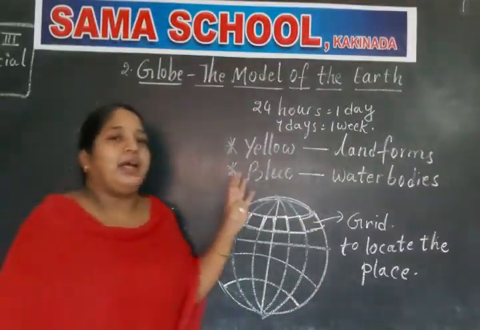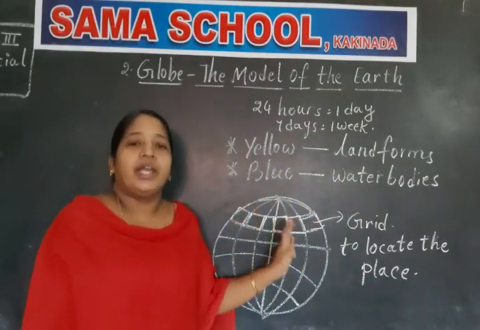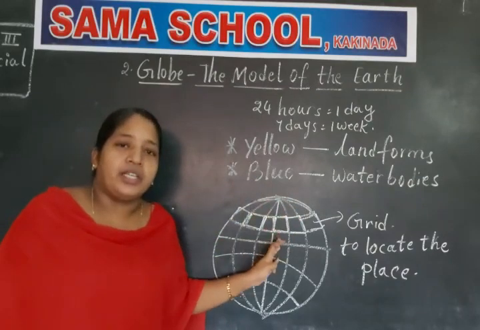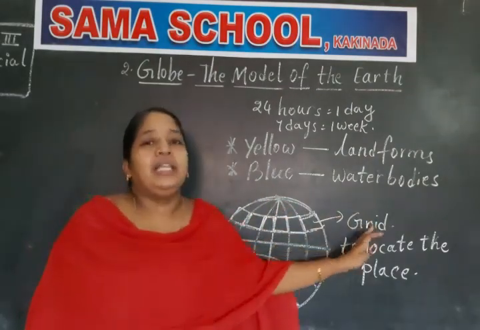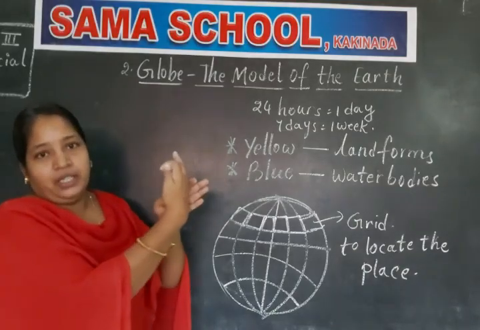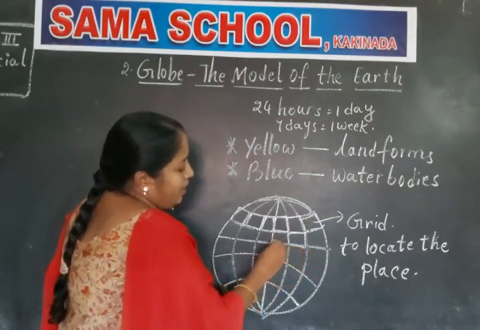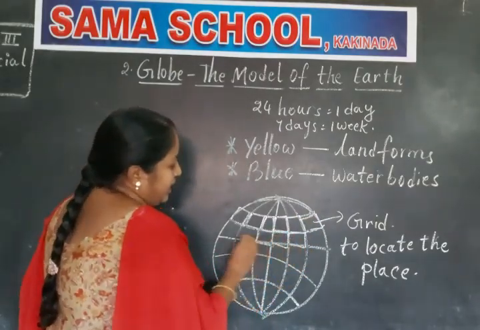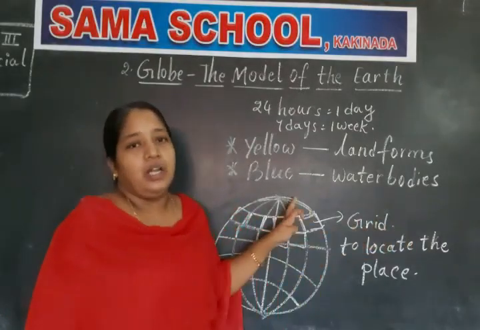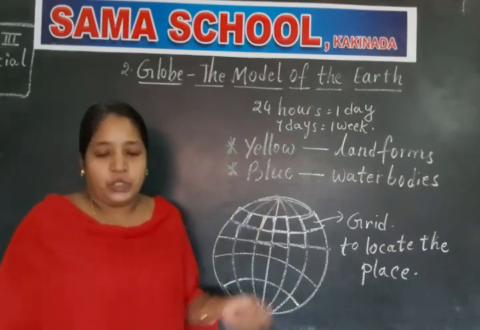Simply you can remember that latitudes help to find the climatic conditions and longitudes to calculate the time, and both latitudes and longitudes help to locate the place. When the longitudes and latitudes meet each other, they form a box-like structure, and these boxes or grids help us to locate the place on the globe. These are the things which you have learned in the previous video.